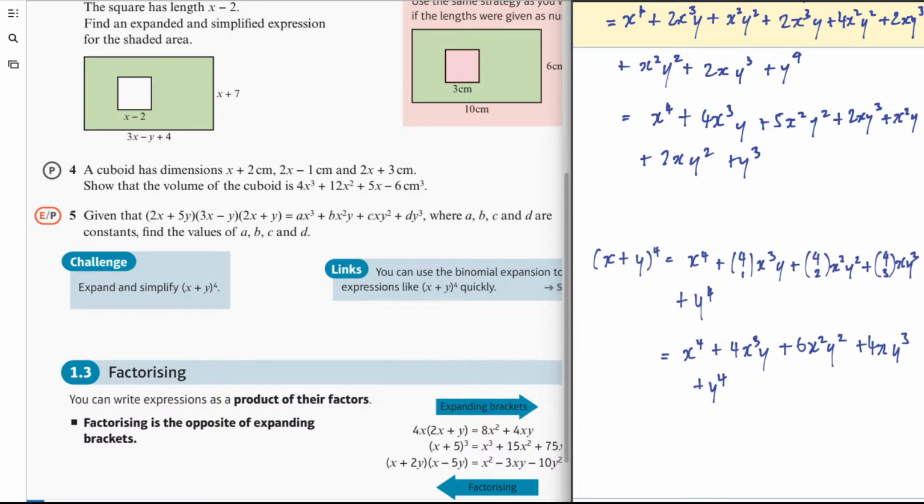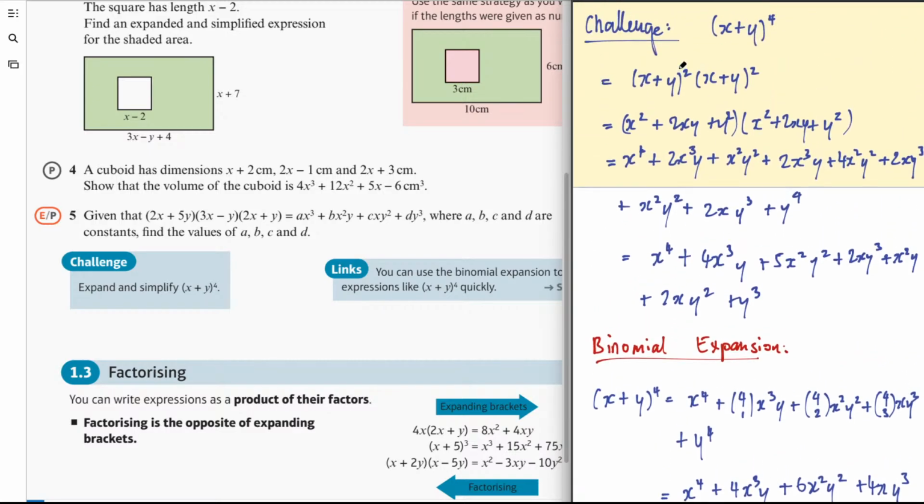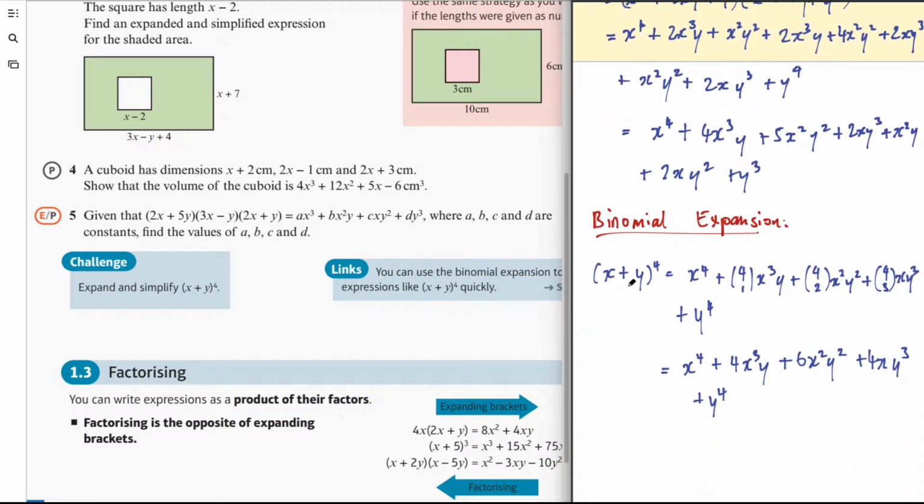So we found this little shortcut. We jumped ahead a little bit, and we used binomial expansion to get to the answer much quicker. So rather than doing all of this to get (x + y)^4, we just did this. We did x^4 plus 4 choose 1 x^3 y plus 4 choose 2 x^2 y^2 plus 4 choose 3 x y^3 plus y^4. That got us to the answer much quicker.